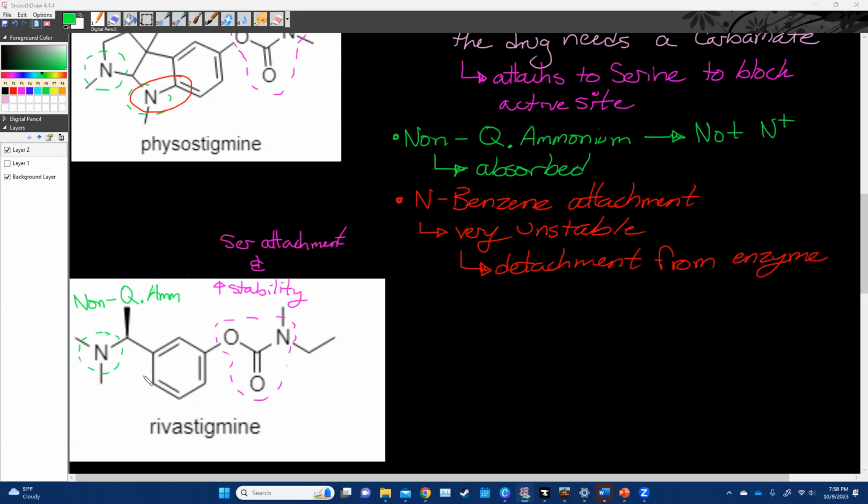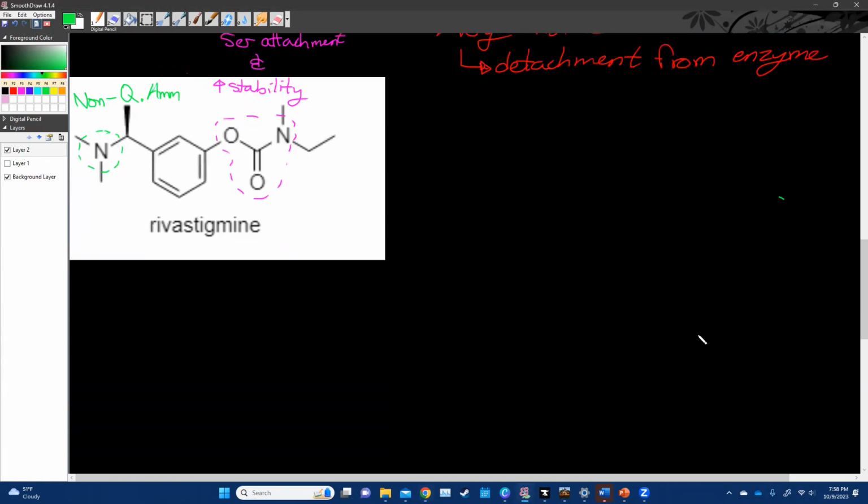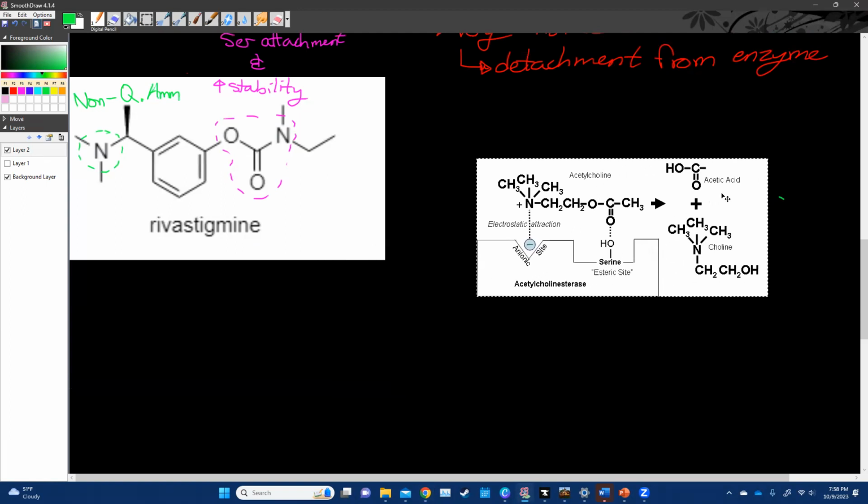Real quick as well, it's a non-quaternary ammonium, right? So this is not N plus, so it can enter into the circulation. So we have a really, really good question about why do we care about the serine in acetylcholinesterase? And what I'll do is I will bring up this diagram.